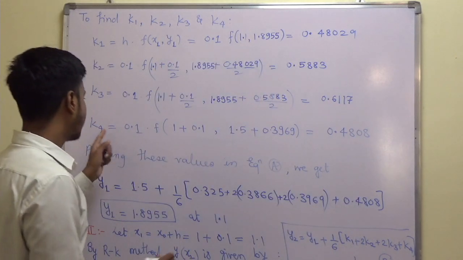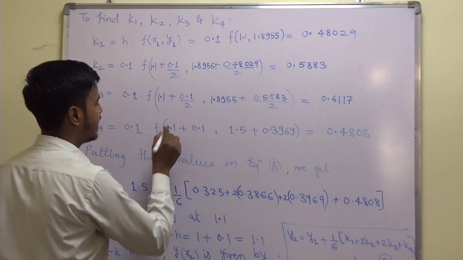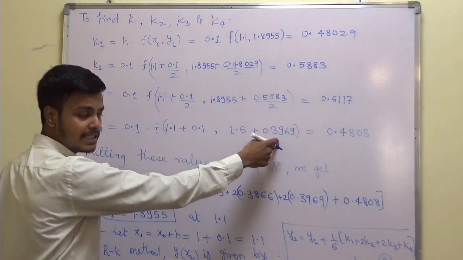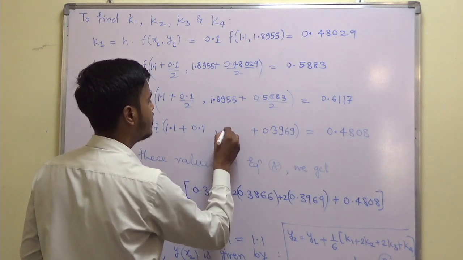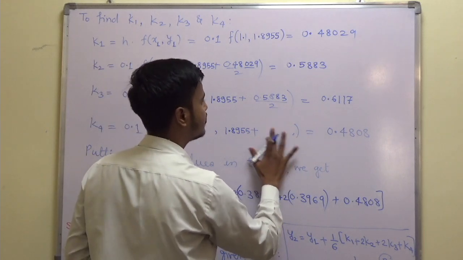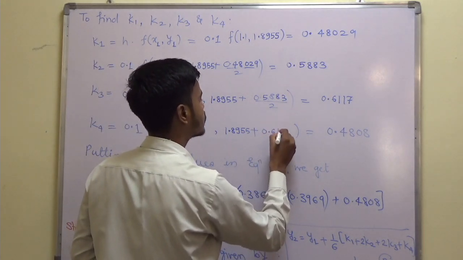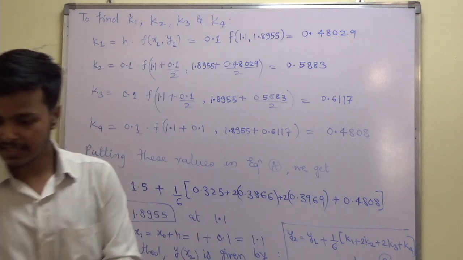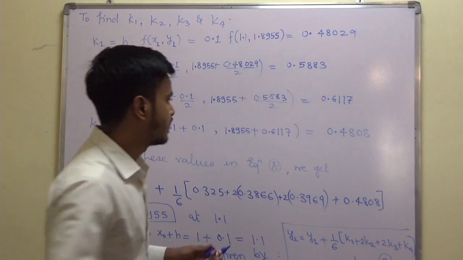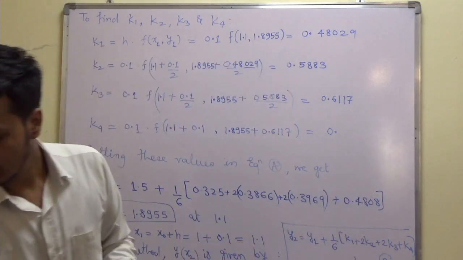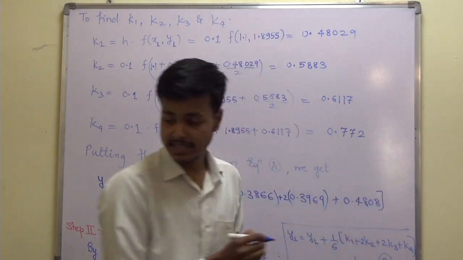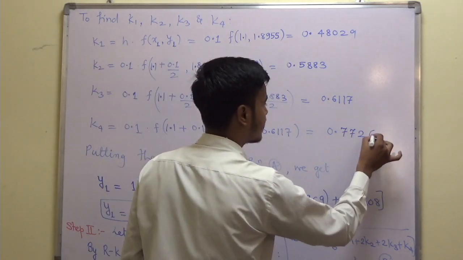And at last we have k4, which is h into f of x1 plus h, comma, y1 plus k3. What is y1? 1.8955. And the value of k3 is 0.6117. The value of this comes out to be 0.7726.